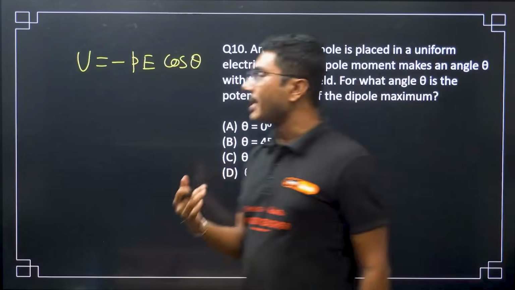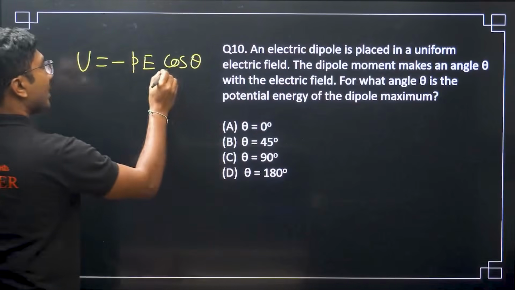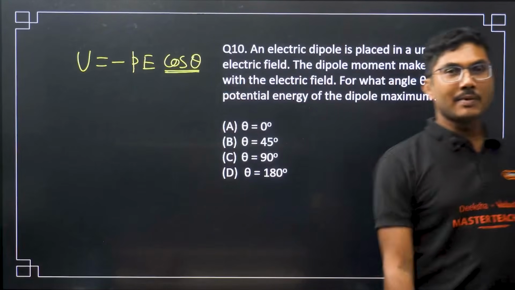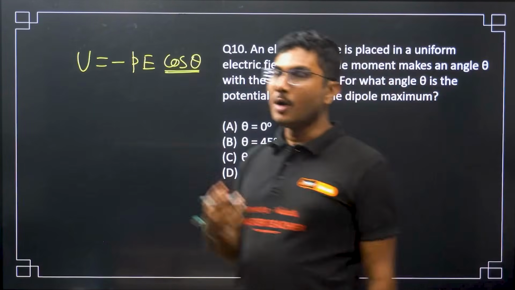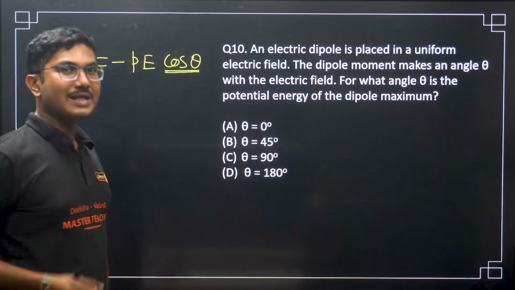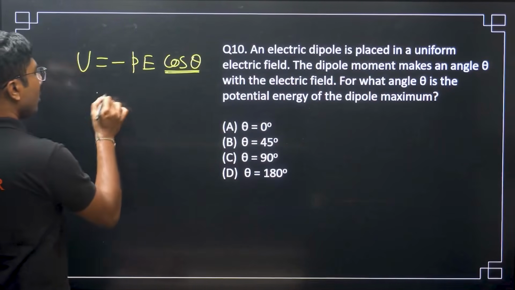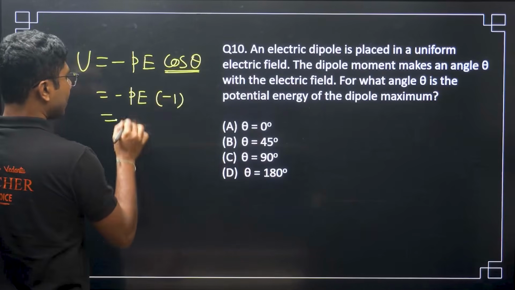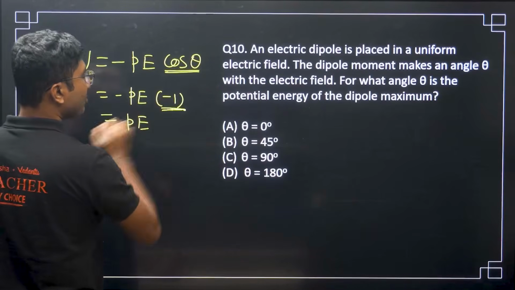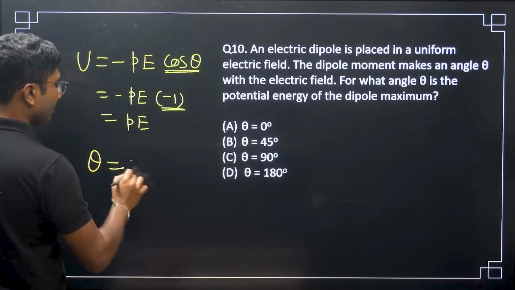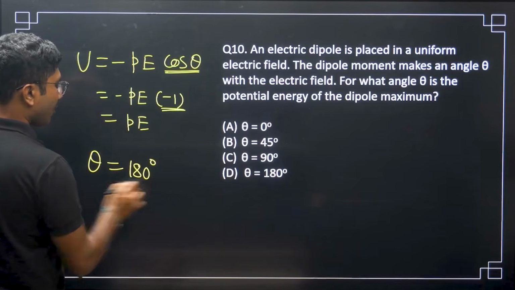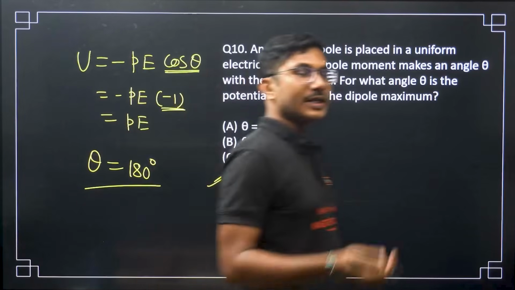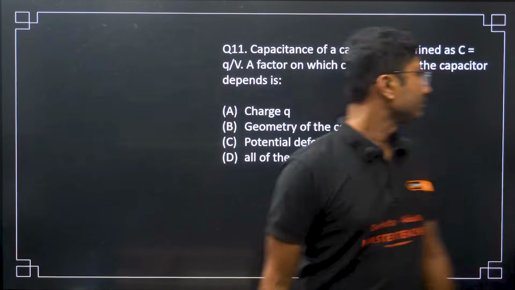The value will be maximum when the cos theta value is minimum. So what is the minimum value of cos theta? The minimum value of cos theta is not 0, but minus 1. So it will be PE times minus 1. So when is cos theta equal to minus 1? Theta must be equal to 180 degrees, or pi. So at theta equals 180 degrees, the potential energy is maximum.